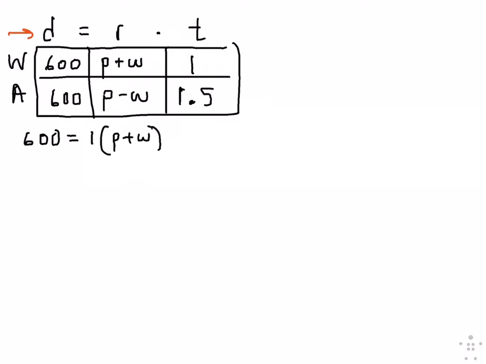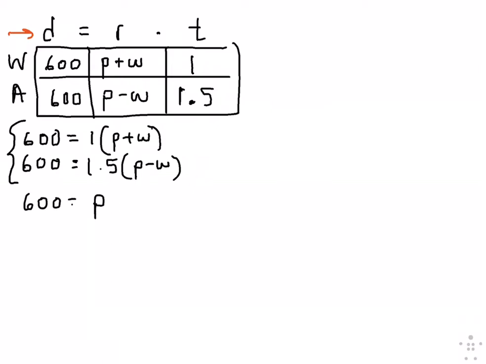And the second row has 600 equals 1.5 times P minus W. Okay, so now we can simplify these, right? The first one just becomes 600 equals P plus W. The second one, I'm going to divide both sides by 1.5 instead of distributing it in. So 600 divided by 1.5 is 400. And the 1.5 on the right cancels out, so we get P minus W.